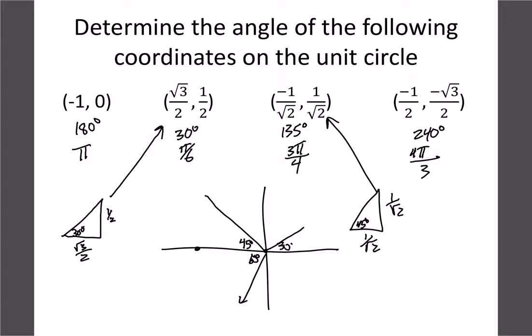And our last one was a 60-degree triangle, because for that one our cosine is 1/2 and our sine is root 3 over 2. And once again, because they're both negative, that would be in quadrant 3. So I went 180 plus the 60 degrees to get the 240.